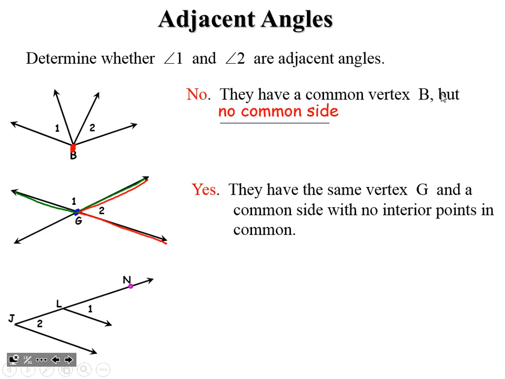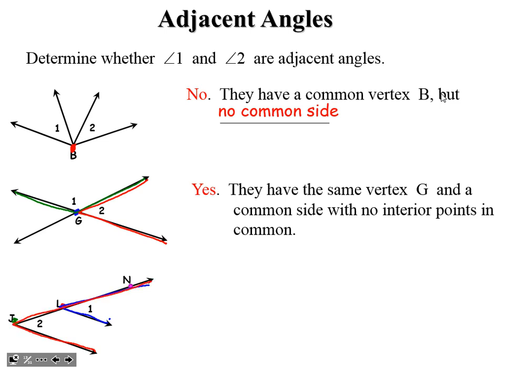So the vertex of angle 1 is L, right here. The vertex of angle 2 is J, right here. And when we look at these two angles, angle 1 goes here to here, and angle J, or angle 2, goes from here to here.